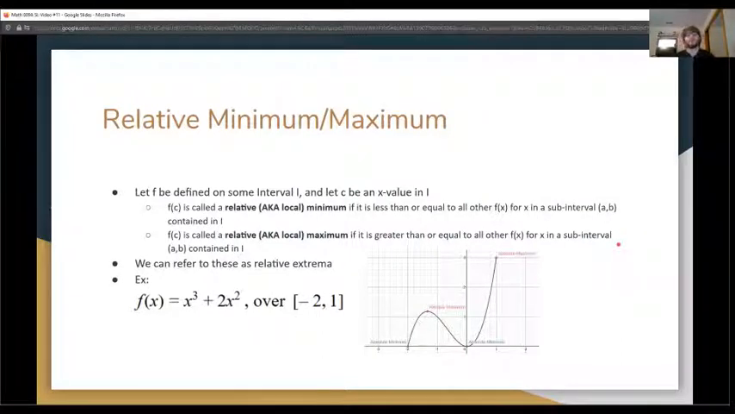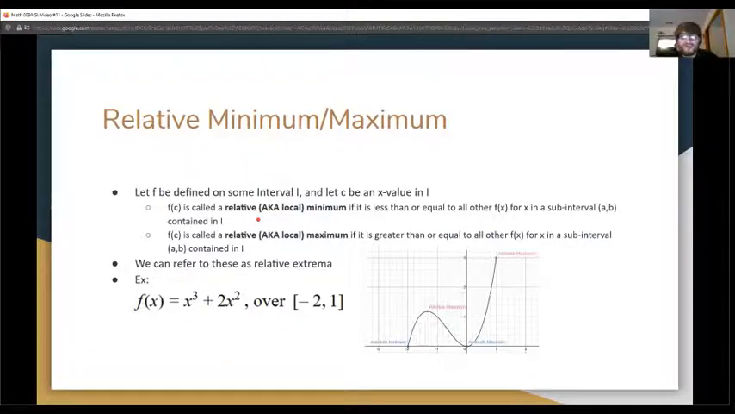Next up, we have relative minimums and maximums. Again, let f be defined on some interval I, and let c be an x value in I. F of c is called a relative or local minimum if it is less than or equal to all other f of x for x in a subinterval a, b contained within I. And f of c is called a relative or local max if it is greater than or equal to all other f of x for x in a subinterval a, b contained in I.